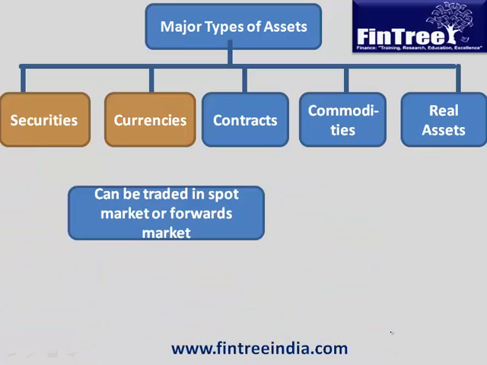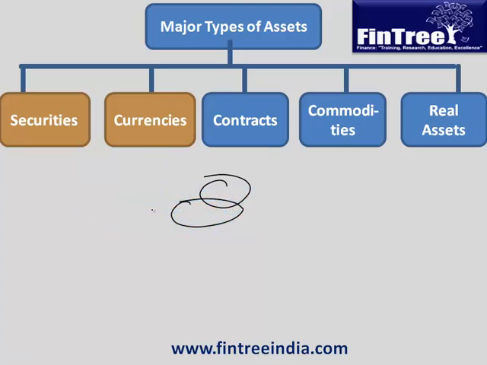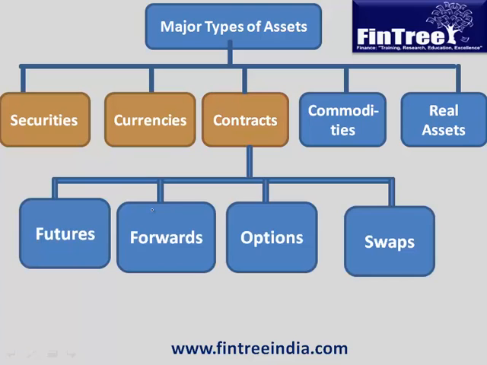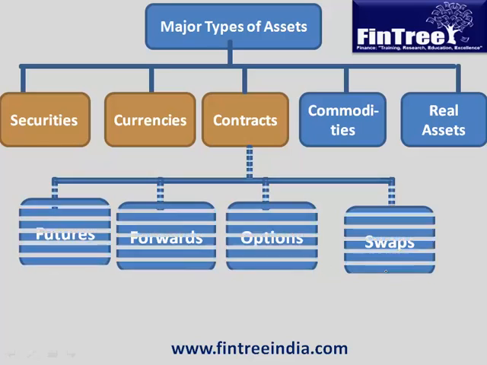Currencies. Currencies can be traded into spot markets or into forward markets. Do you understand the difference of both of these? Contracts. So contracts, we have all types of derivatives. We've had some discussion on them at level 0. Futures, forwards, options, and swaps. We again have a subject, so that time we can go more in depth.